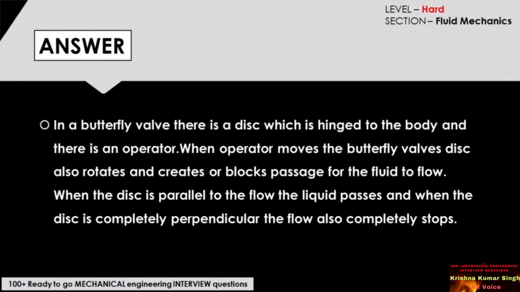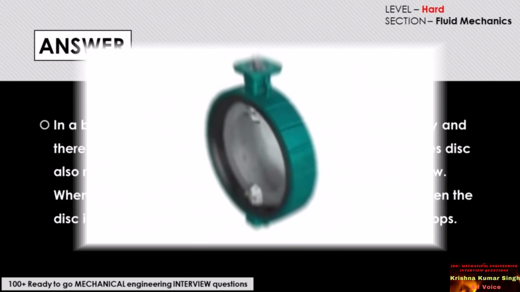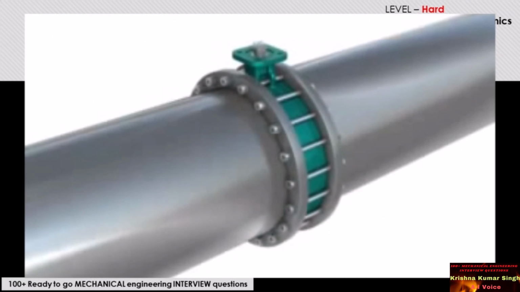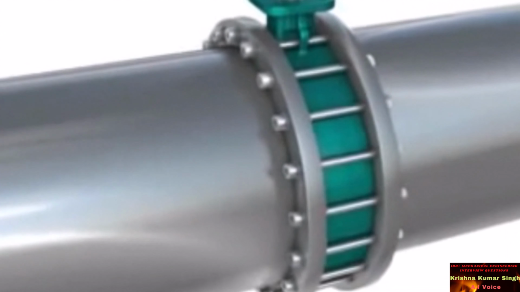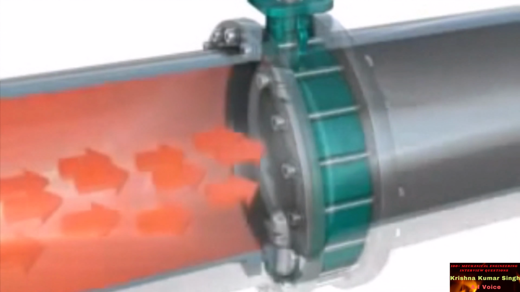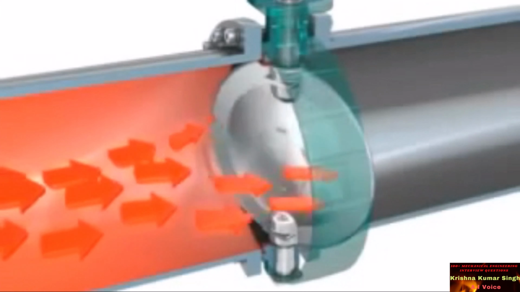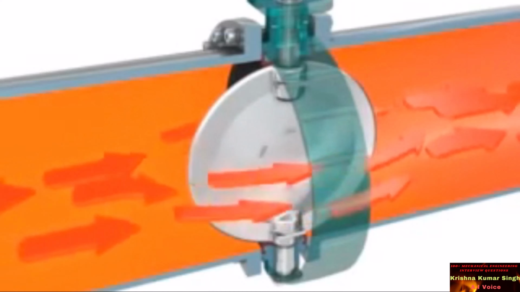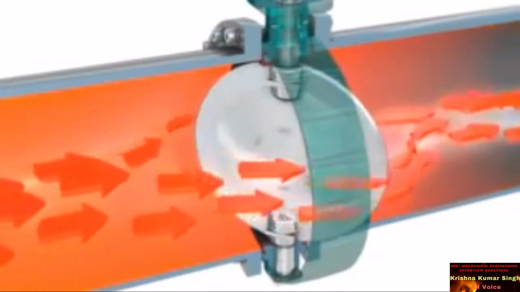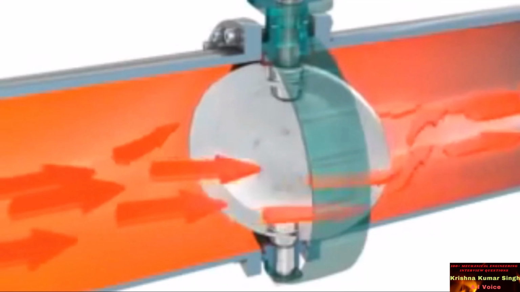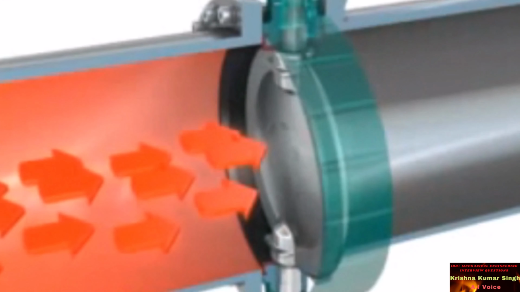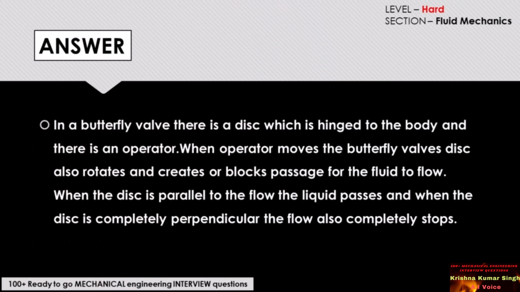The answer to this question would be: in a butterfly valve, there is a disc which is hinged to the body. When an operator moves the butterfly valve, this disc also rotates and creates a blocked passage for the fluid to flow. When the disc is parallel to the flow, the liquid passes, and when the disc is completely perpendicular, the flow of the fluid will completely stop.